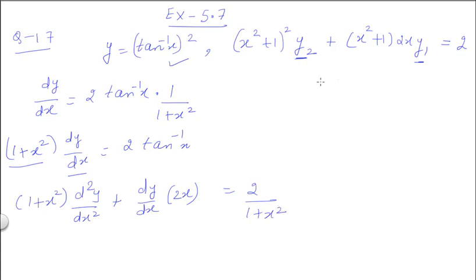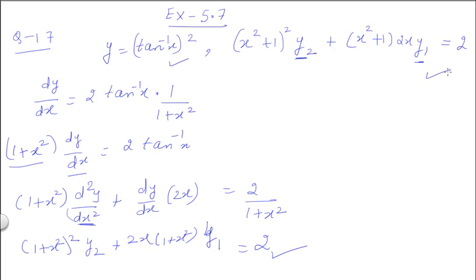Now we'll again multiply both the sides of the equation with 1 plus x square. We will get (1 plus x square) whole square, and this can be represented as y2, plus 2x into (1 plus x square) dy by dx, which is y1 I can write, equals 2. This is what they were asking us to prove, right? And we have got the same equation. This is how you are going to solve the question based on proving of equations.